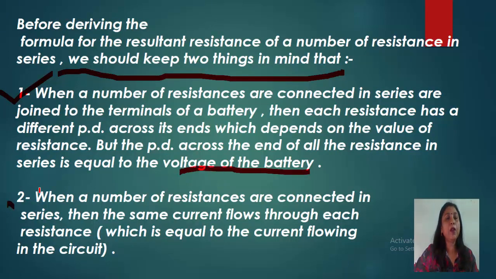Number two, when a number of resistances are connected in series, the same current flows through each resistance. Meaning the current in the circuit will be the same in each and every resistance, but what will be different? The potential difference will be different. So the current flowing through each resistance is equal to the current flowing in the circuit.